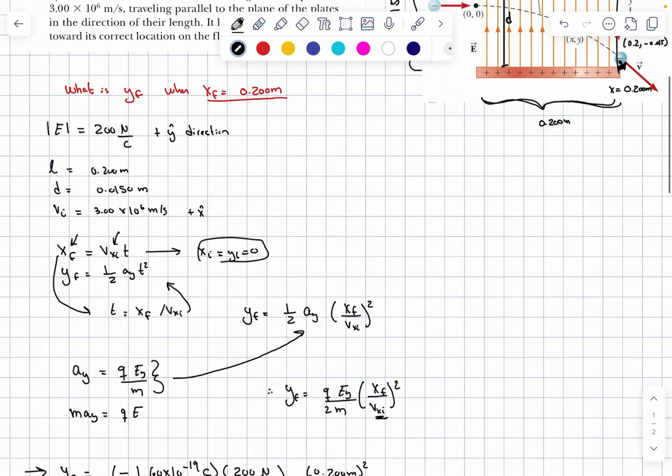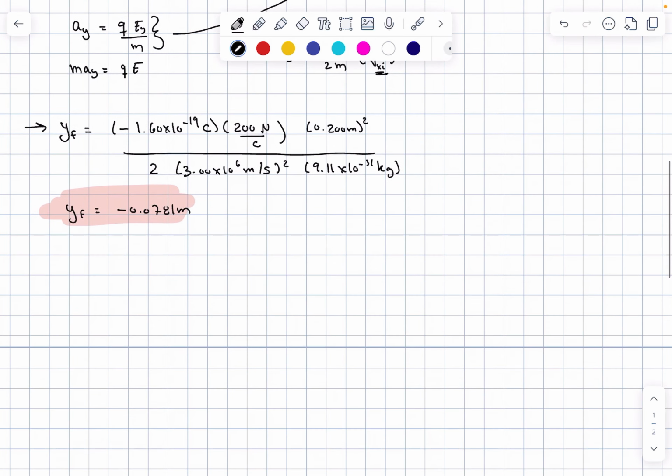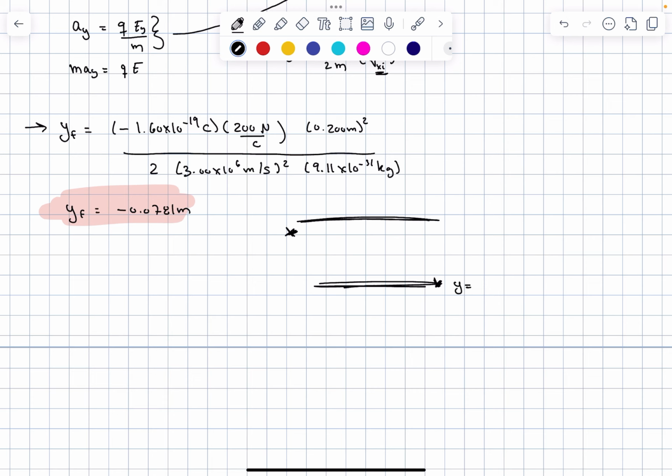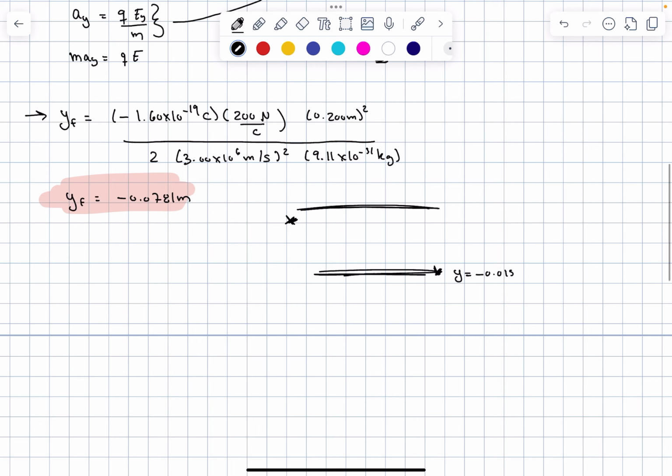Now, if I go back to the original question, it asks me, why is this impossible? And to figure that out, I could just draw it here. So I have my parallel plate system. I start here, and I know that at this corner, I'm at y is equal to negative 0.0150. This is negative 0.0781, which means I am way, way down here. That means when I exit my parallel plate capacitor system, somehow my electron got way down there.